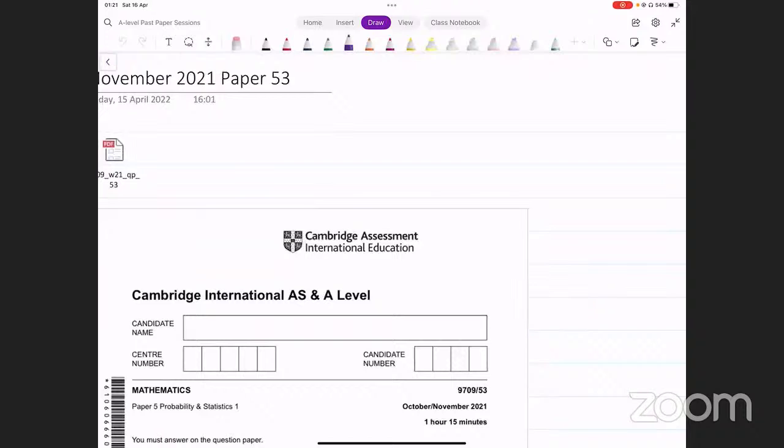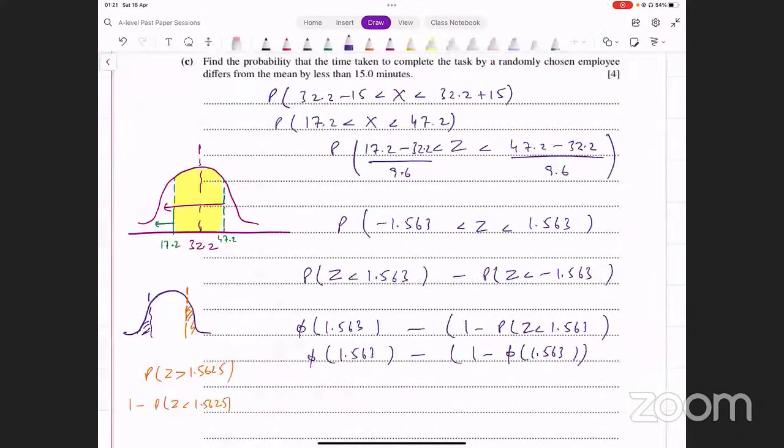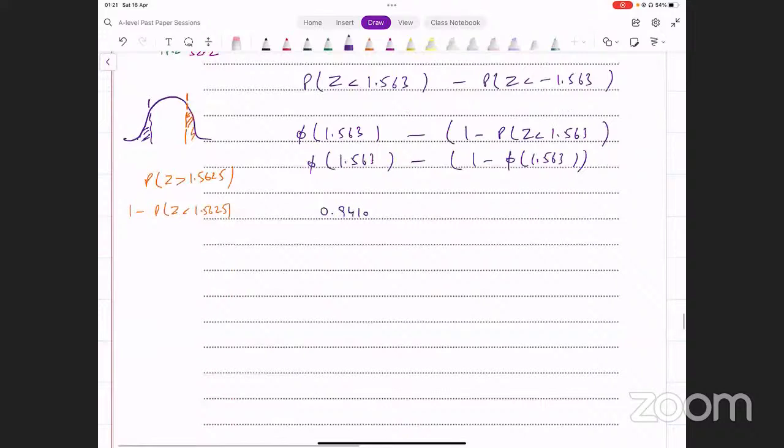Let's input 0.9410 minus 1 minus 0.9410. And now you can evaluate this and see what you get. ठीक है, ये देख लेते हैं क्या आता है. 0.9410 minus 1 plus 0.9410. This is 0.882. So the result turns out to be 0.882. That's our final probability. That's what we were looking for.